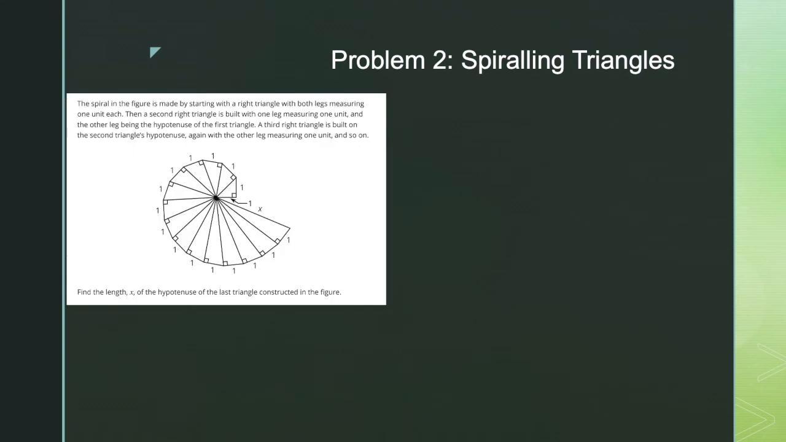Welcome, guys. Today we will be continuing our discussion into the Pythagorean Theorem by working on a problem that I call spiraling triangles. First, before we start, let's observe the shape here.